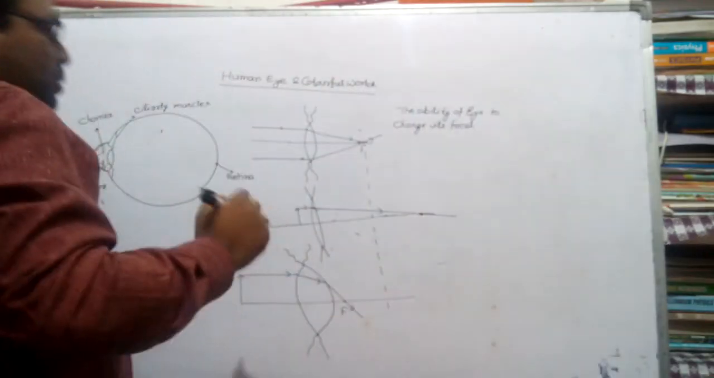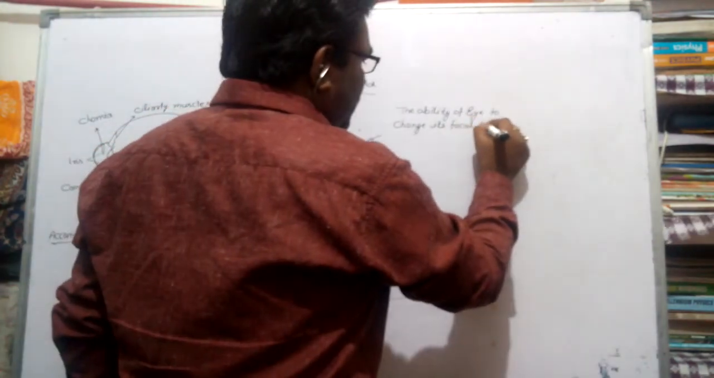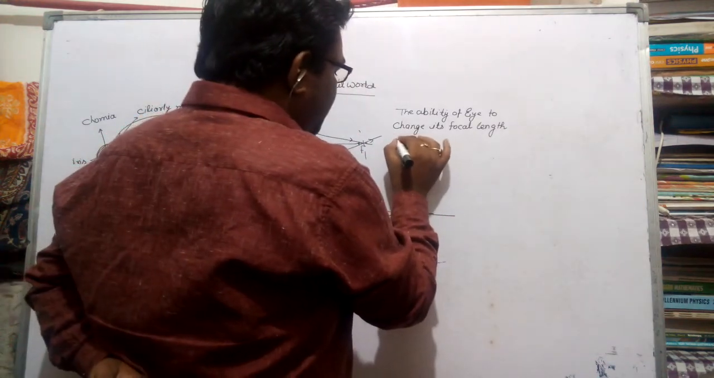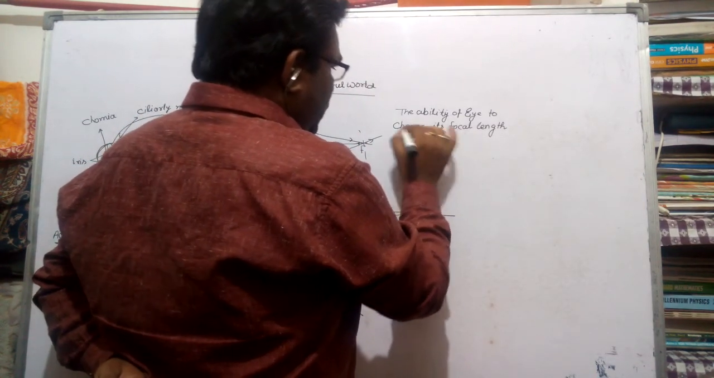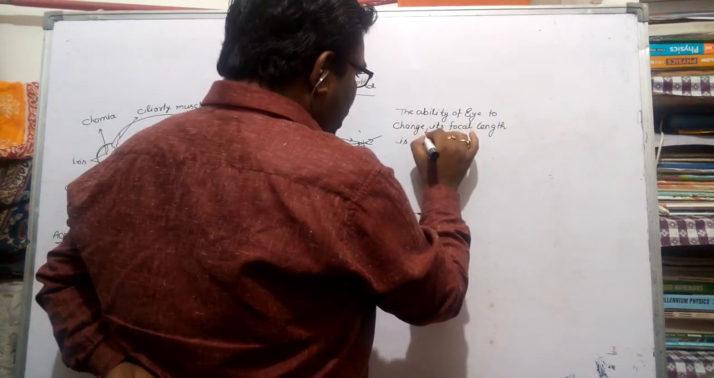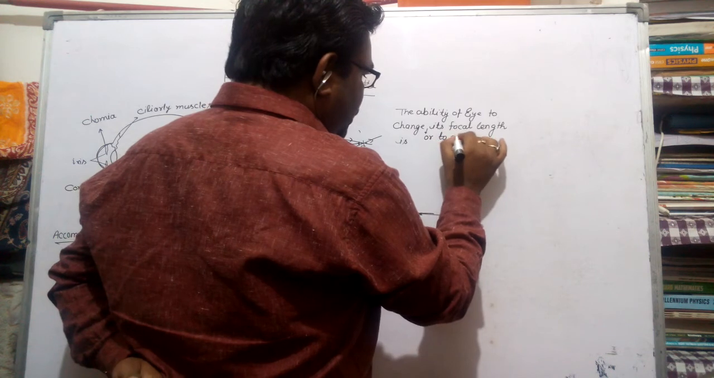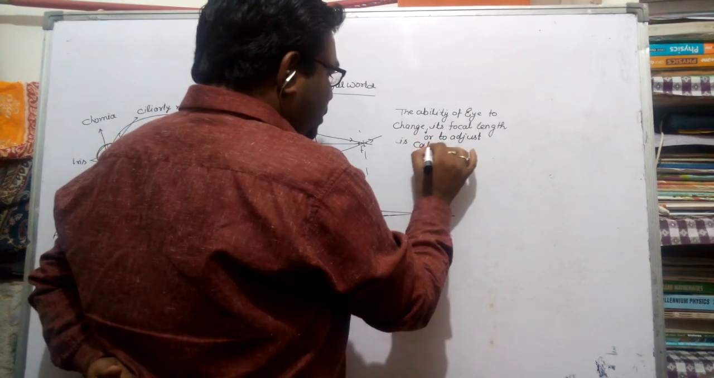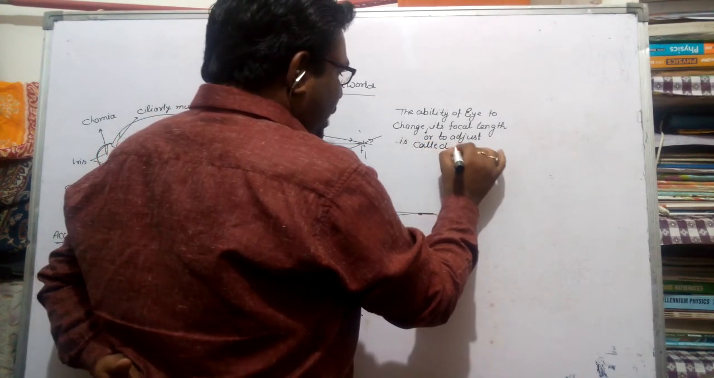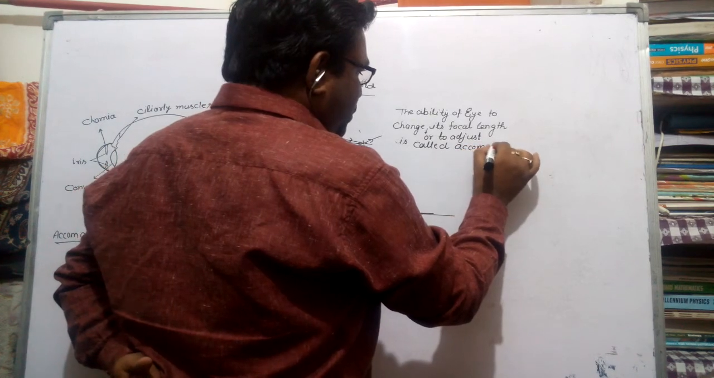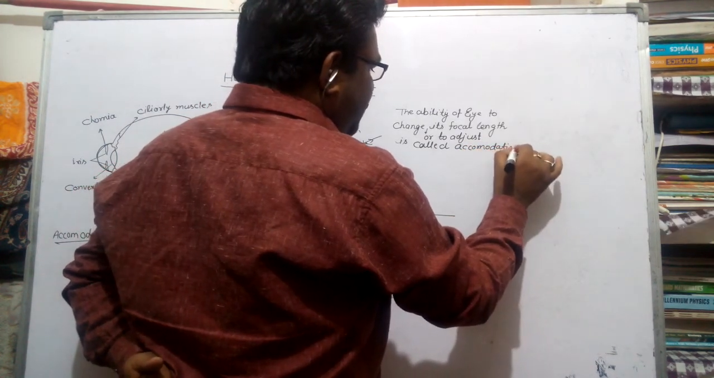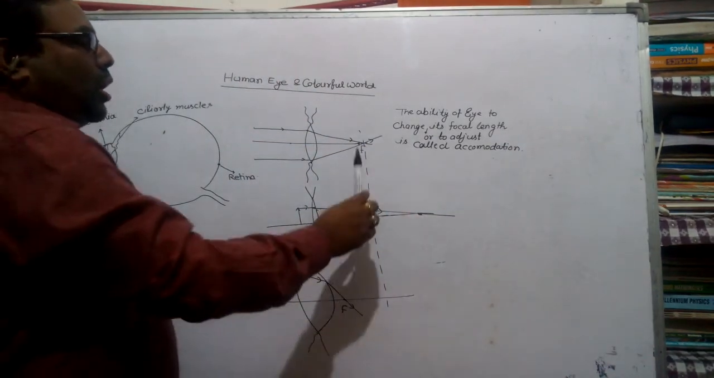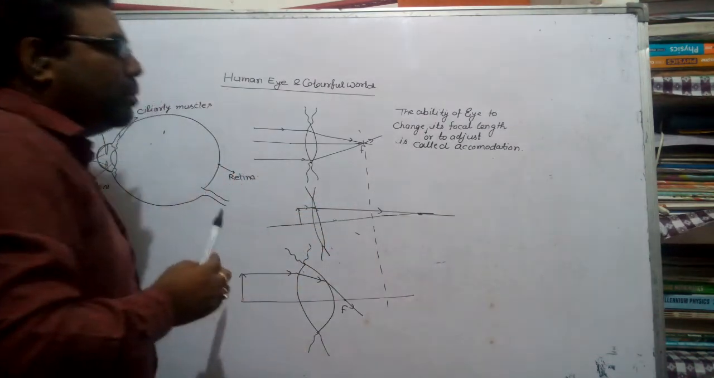To change its focal length is called... to change or to adjust. It's a new word. To adjust its focal length is called accommodation. Okay, beta, this is the definition of accommodation. The ability of the eye to change its focal length or to adjust its focal length is called accommodation.